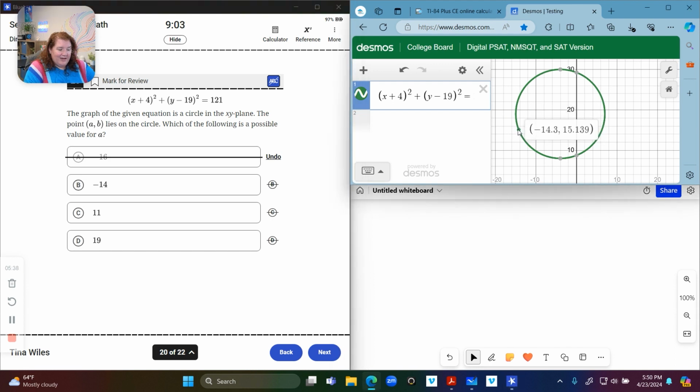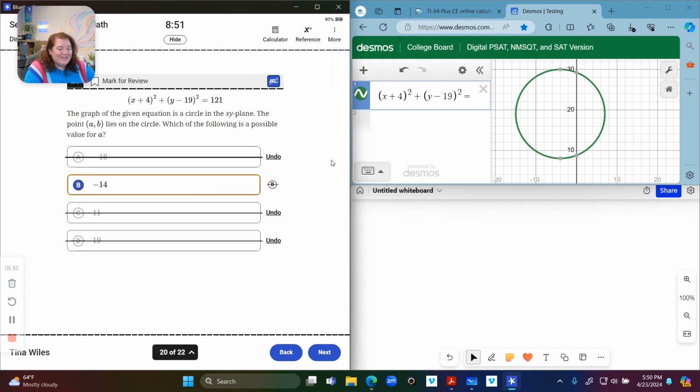-14, look, I can get -14. There we go. 11, when I come over here, the furthest this goes is 7. So 11 and 19 would be out. So -14 is the right answer. And isn't that so much easier than plugging in these values for x and seeing what worked for y? All right.